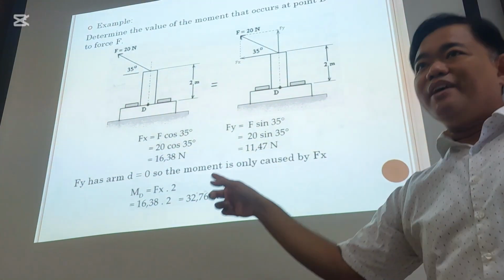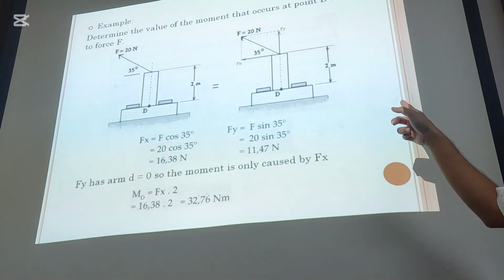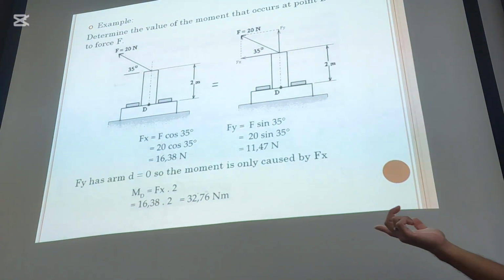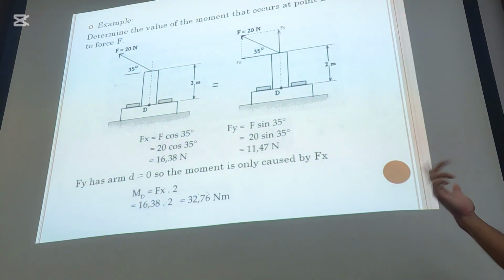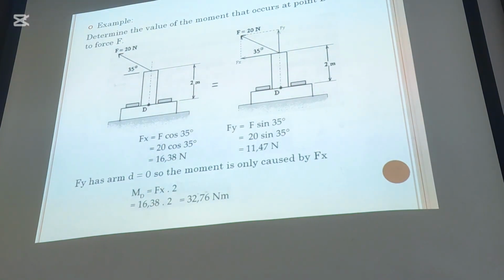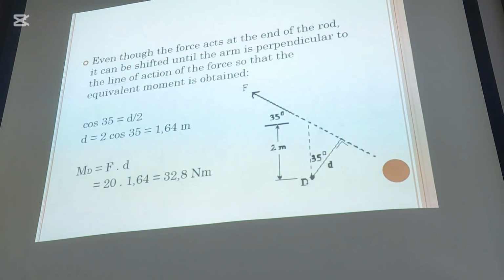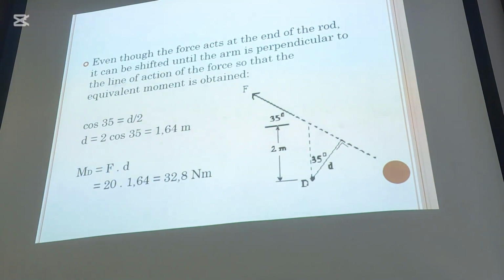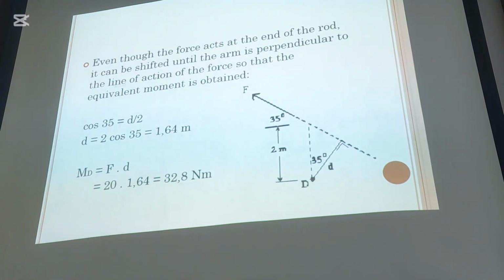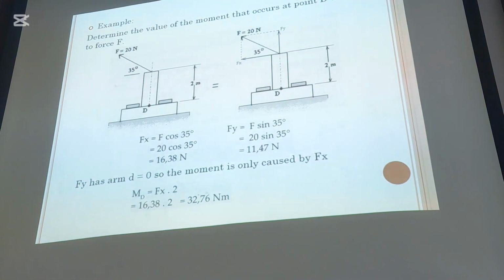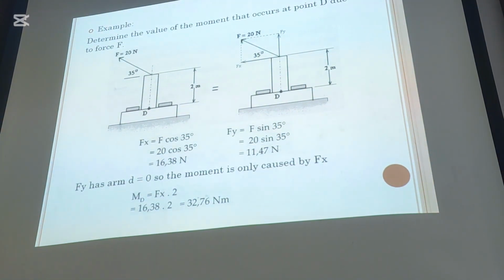Okay, so there are two ways. You need to find the d based on the F, or you need to decompose the F into Fx and Fy first. It should have the same result. Is it 32.76 while the previous was kind of 32 as well? Yeah, 32.8 in this case. 7, 6. This is similar. Okay.